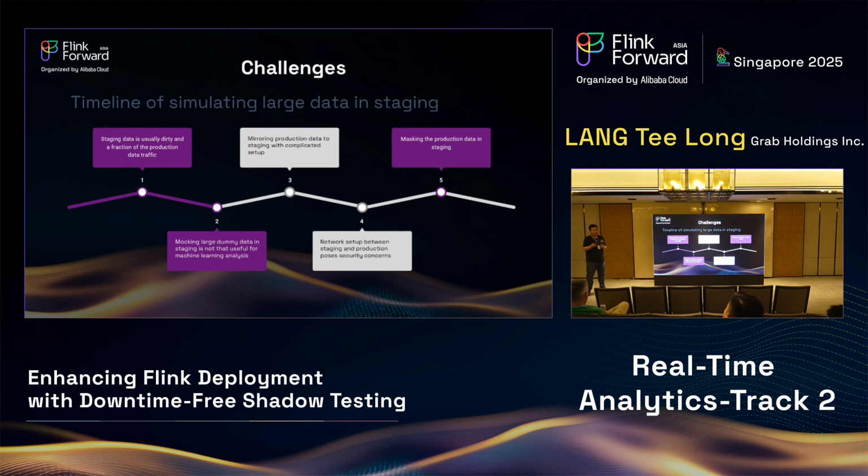After that, we tried to mirror production data to staging. But in order to do this, we needed to set up a very complicated network setup between production and staging. In doing so, it also poses some security concerns because we are exposing production data in staging. So it's not really ideal. We also tried mocking the production data in staging. So there were multiple challenges before we came to shadow testing.